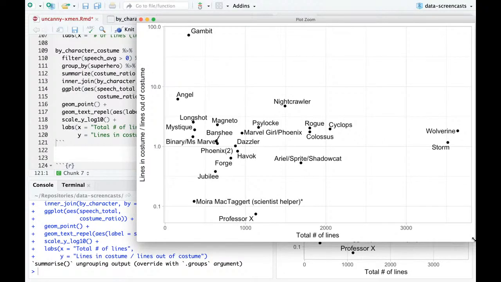We're looking at this ratio, and Gambit is always in costume. Angel and Nightcrawler are usually in costume. Professor X and Moira almost never in costume. I don't know the character Moira, and I don't know what it counts as. And then there are characters like Jubilee and Shadowcat, a little less often in costume. And then there's a character like Storm that is very close to 1-to-1 half the time. Half her dialogue is in costume, the other half not. Okay, so this is one visualization.